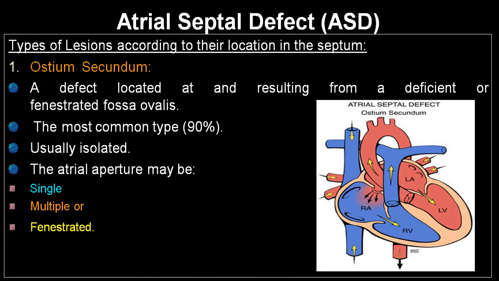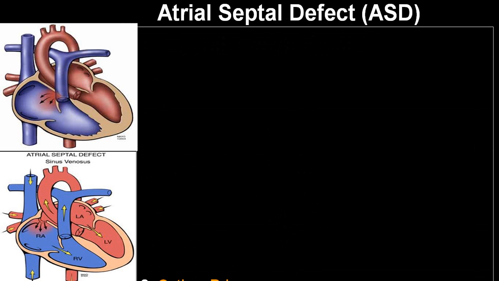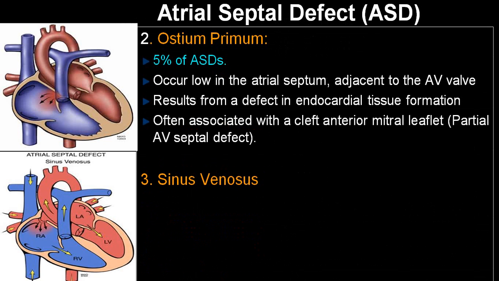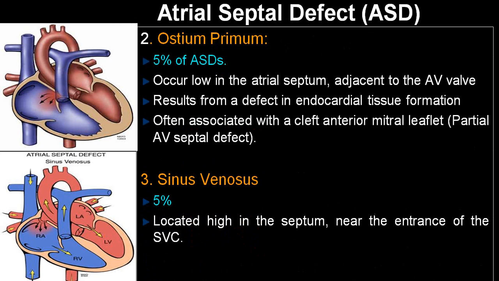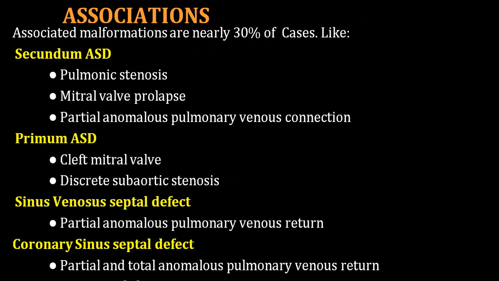So in ostium secundum, usually you don't come across mitral valve or AV canal defect. It is more common with ostium primum. While sinus venosus is 5% of ASD, it is located in the upper part close to the superior vena cava, and it is very commonly associated with anomalous right pulmonary vein, and that particular pulmonary vein will be opening into the superior vena cava or into the right atrium. That is a very common defect which can be associated with sinus venosus atrial septal defect.